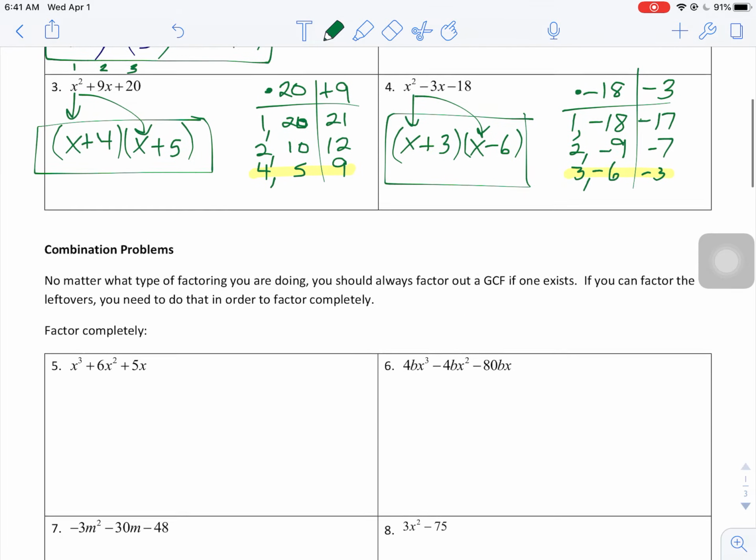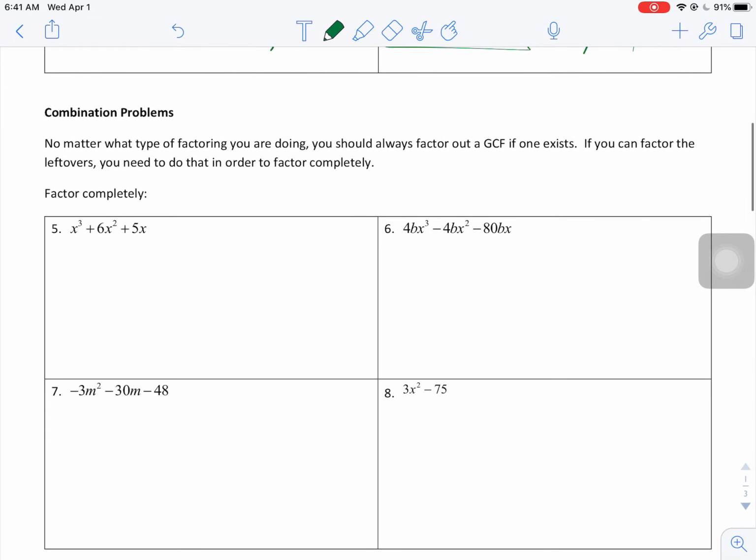So, new thing for today, combination factoring. No matter what type of factoring you're doing, you should always factor out a GCF if one exists. If you can factor the leftovers, you need to do that in order to factor completely. So nothing really super brand new today. It's just the fact that if you can divide out a GCF first, do that.